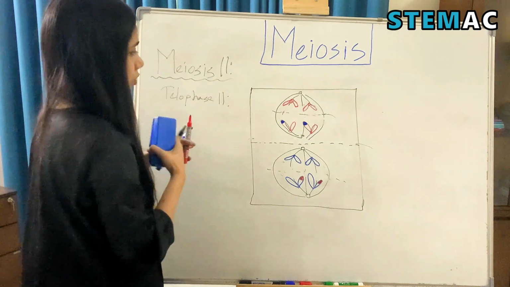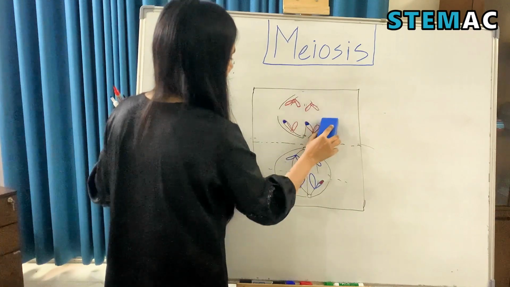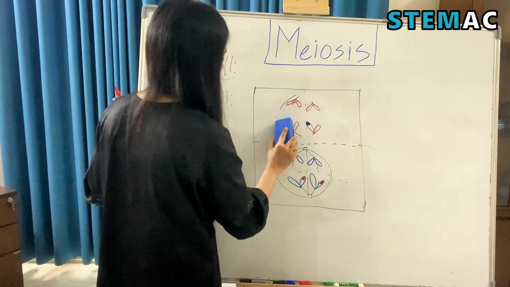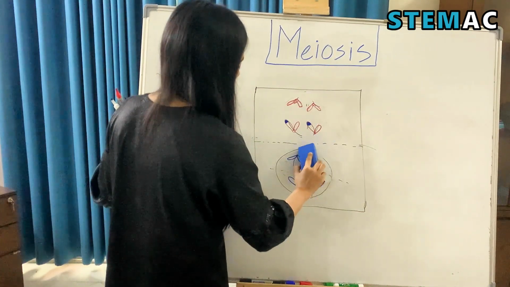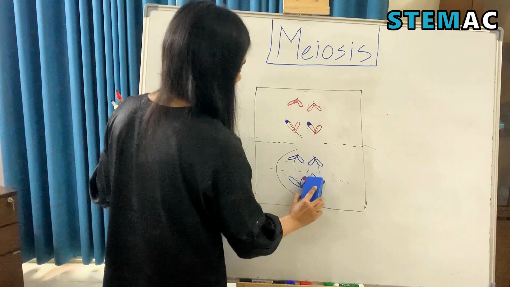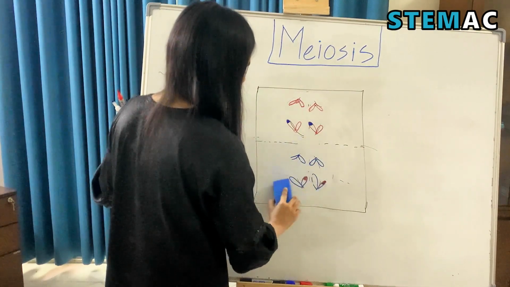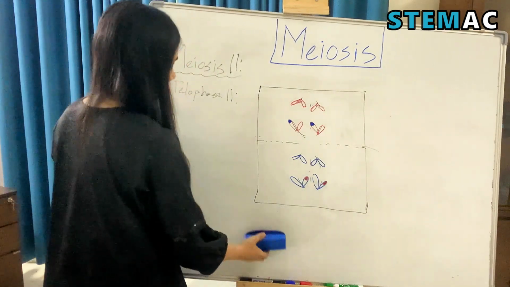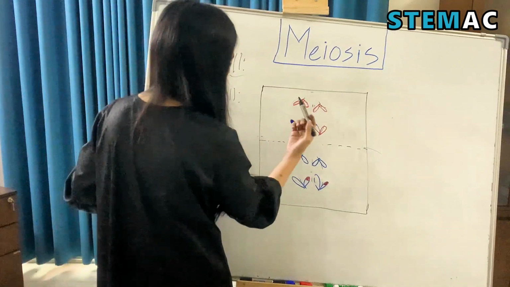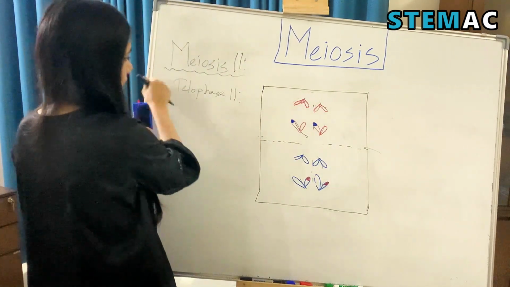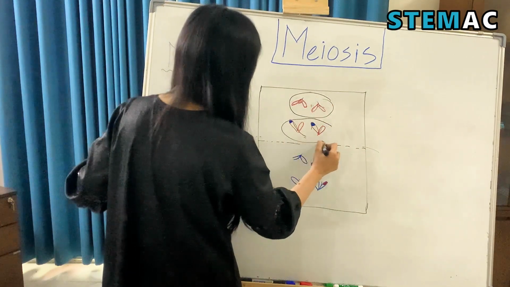So in telophase 2, the spindle apparatus will disappear, and the nuclear membrane will start to reappear surrounding the newly made chromosomes. So here, the nuclear membrane will reappear surrounding these chromosomes.